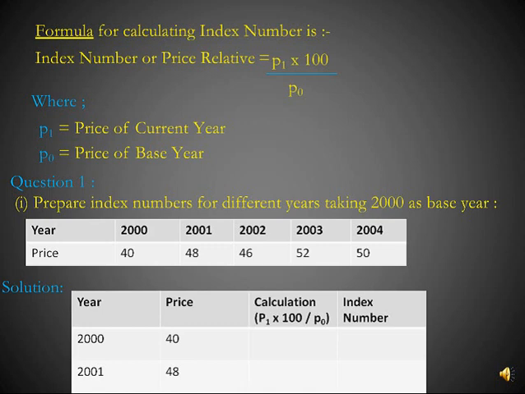So for year 2000 price is rupees 40. But here index number will be 100 because it is the base year. For 2001, P1 will be price of 2001 that is 48, and P0 will be price of 2000 that is 40, because in the question it was given taking 2000 as base year. So its index number comes to 120.